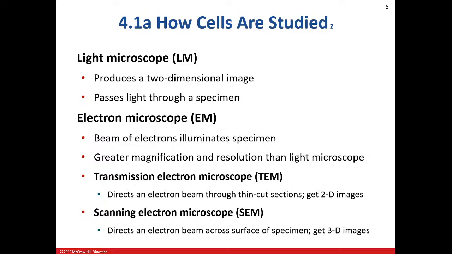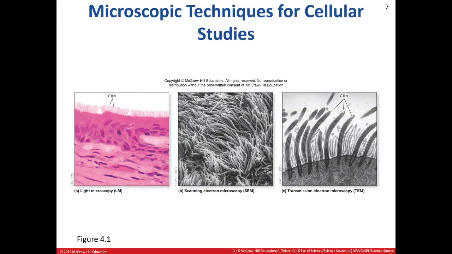We also have electron microscopes where we bounce a beam of electrons off of the specimen, and we can get greater magnification and resolution than with a light microscope. Two common types are the transmission electron microscope that hits the subject with an electron beam through thin cut sections, and that'll get you a 2D image. And you can also use a scanning electron microscope that directs the beam across the surface of the specimen, and you can get 3D images with the scanning electron microscope. Those microscopes are incredibly expensive.